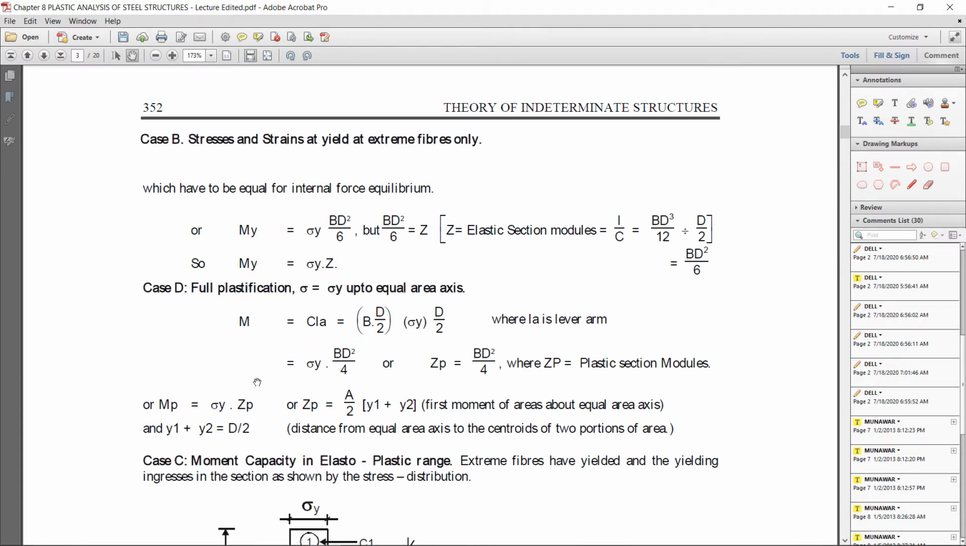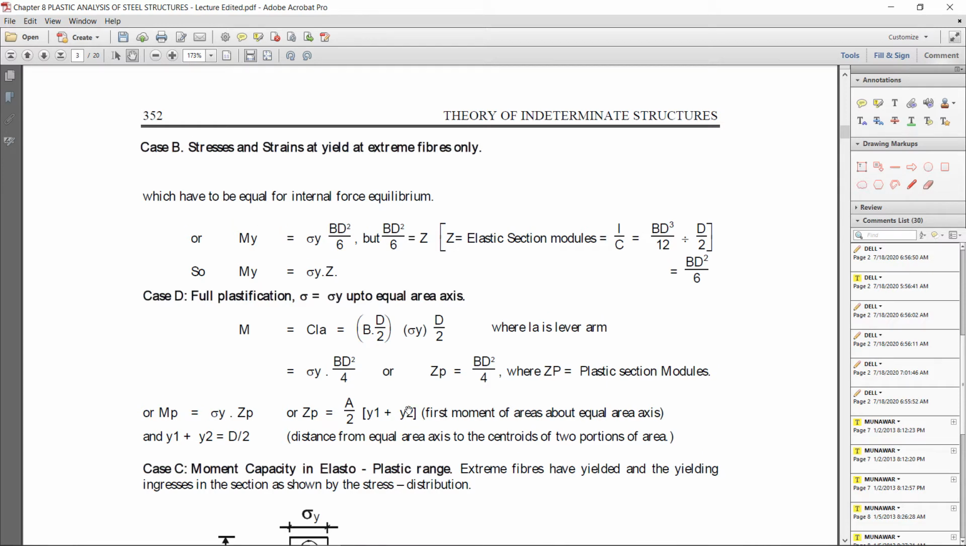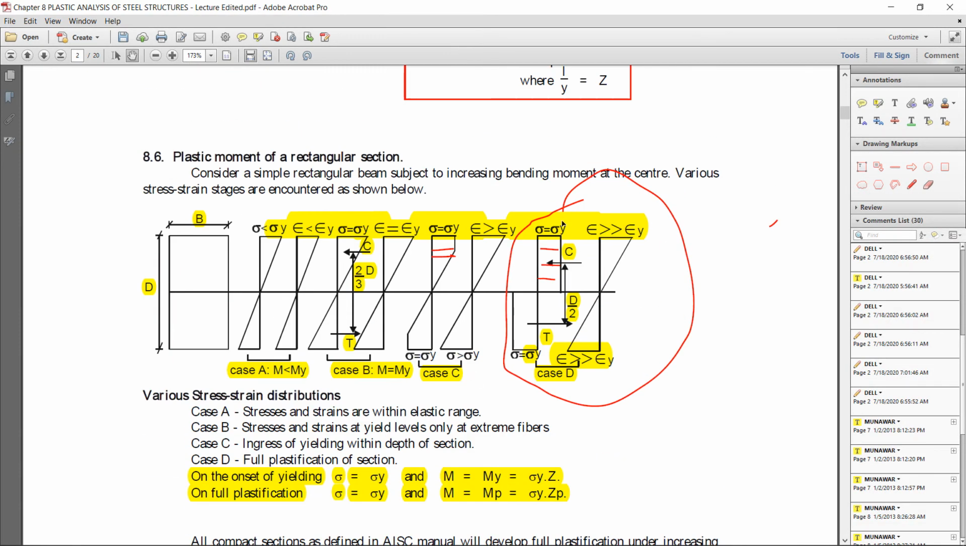We can write this formula in the first moment of area form also. Mp is equal to sigma y Zp. Zp can be written, in the first moment of area, as A by 2 for the upper portion: half area into y1 plus half area into y2. That means the upper area into its lever arm from the center of this section, that is y1, and for the bottom, A by 2 multiplied with y2, the lower lever arm.